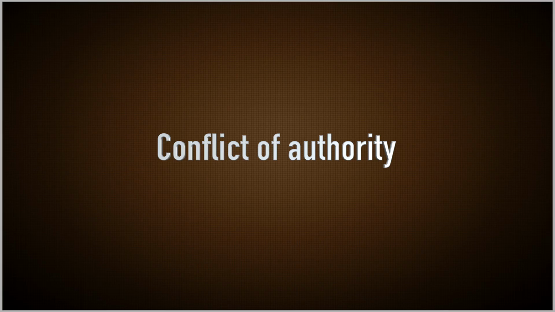Next, it is a conflict of authority. To some sociologists, particularly Dahrendorf, the authority structure is the primary source of conflict. No organization exists without a system of authority, and the system of authority involves conflict between those who give orders and those who take them.